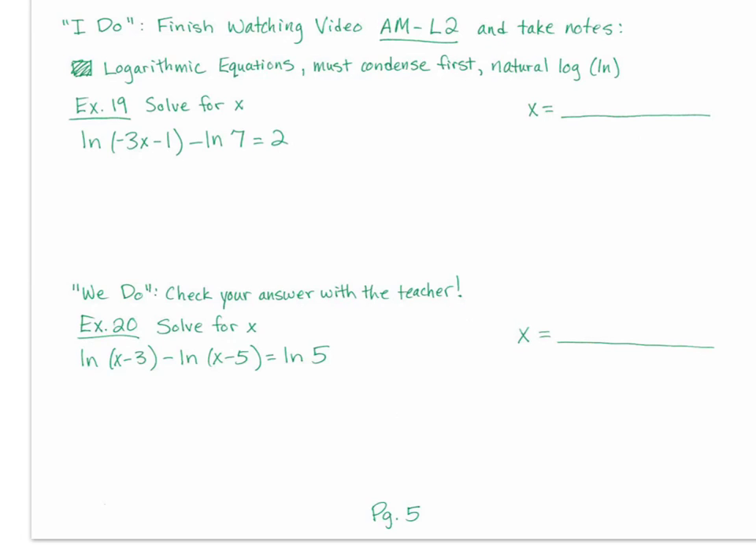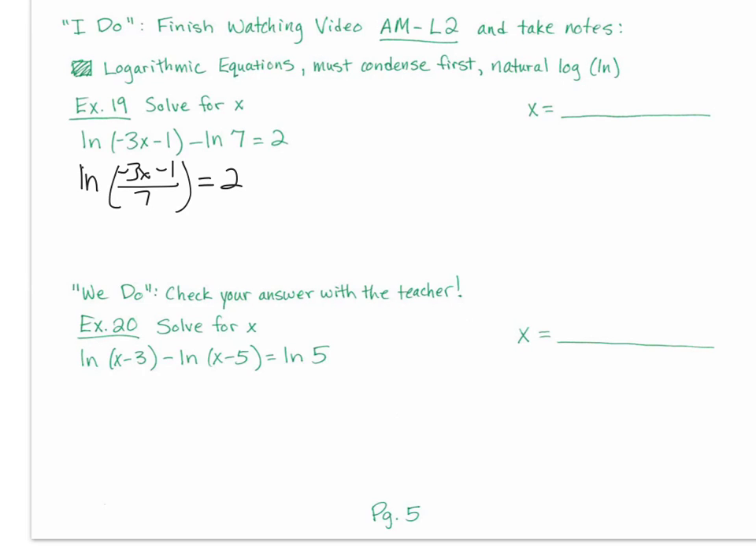Last part of the video here, we have logarithmic equations again, where we're going to need to do some condensing, but you can see that we're using natural logs in this one, or LNs. So on example 19, as we're solving for x, I hope you can agree that we've got a condensing situation. We definitely have a subtraction of two separate logs, which condenses to division, don't forget. So this is the ln of negative 3x minus 1 all over 7, that's the ln of that whole thing, equals just 2.